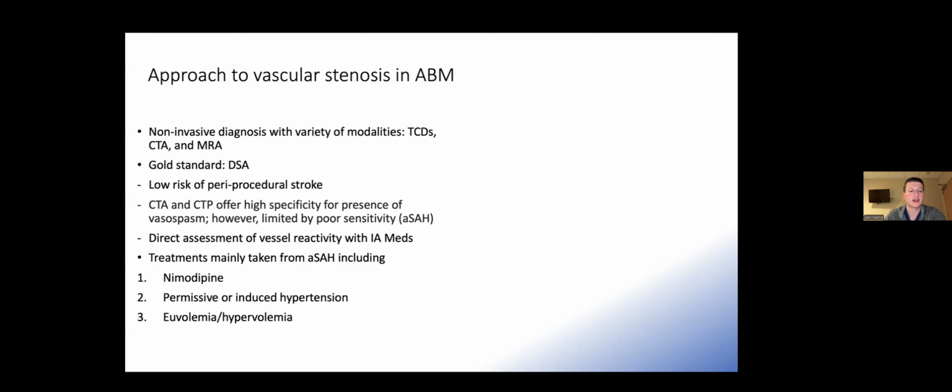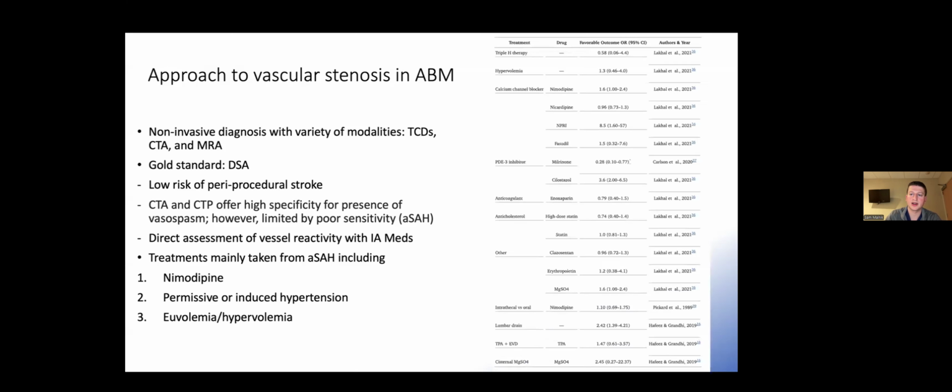The treatments for vasospasm and vasculitis in meningitis largely come from the literature of aneurysmal subarachnoid hemorrhage, those being the administration of nimodipine, permissive or induced hypertension, and euvolemia or hypervolemia. I found this chart to be particularly interesting.